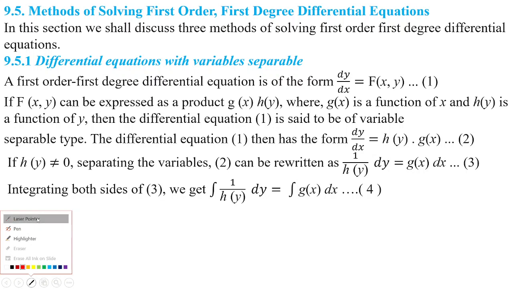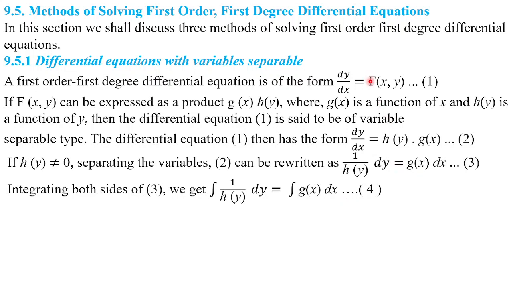So here we got equation 2. After separating the variables, we got equation 3. In this equation 3, we are integrating on both sides. Integrating both sides of equation 3, we get integral 1 by h of y dy is equal to integral g of x dx. Understood this question, my children?